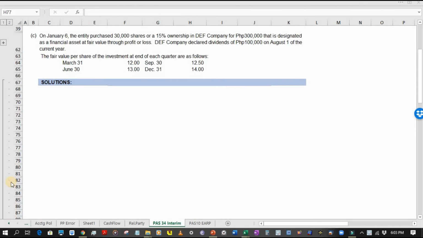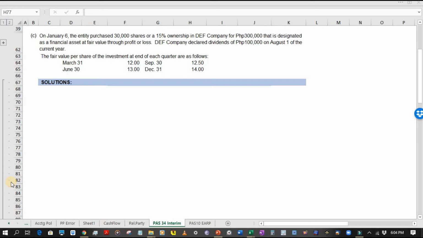So now let us proceed to another type of revenue to be recognized by the entity ABC Company. On January 6, the entity purchased 30,000 shares or a 15% ownership in DEF Company for 300,000 pesos. That is designated as a financial asset at fair value through profit or loss. So this is otherwise called trading securities. DEF Company declared dividends of 100,000 pesos on August 1 of the current year. The fair value per share of the investment at the end of each quarter are as follows.